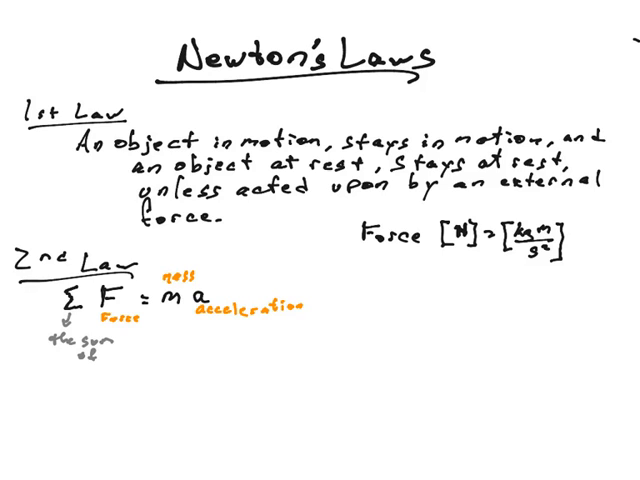Okay. M, or mass, the unit of mass is kilograms in a metric system. And acceleration, we've seen before, is meters per second squared.